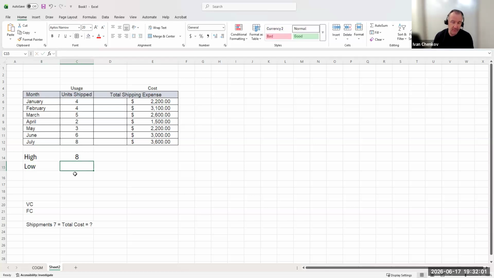On the low level, we're going to see the same thing, but now I'm going to check for the minimum value of all those amounts.